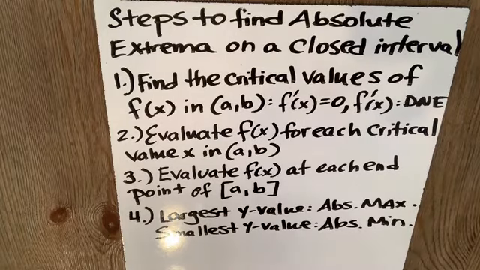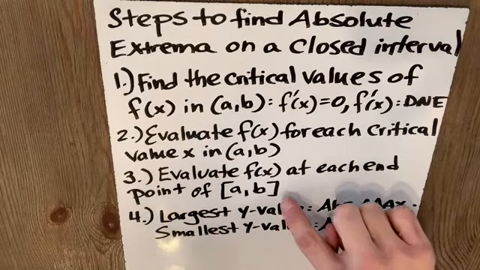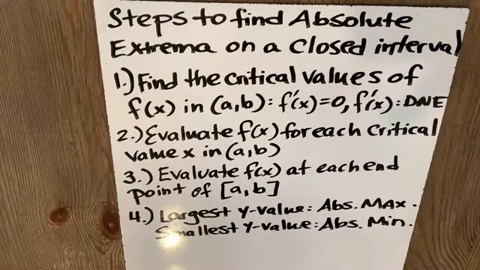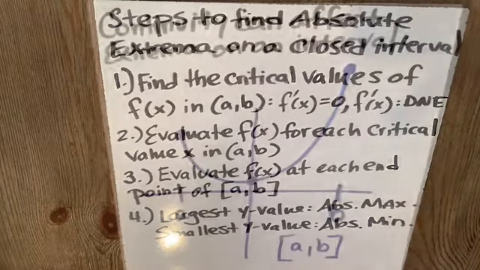Set the derivative equal to 0, find where the derivative does not exist. Once you get those x values, plug them in and find the y values. You go back to your original function to find the y values, and then find the y values at the endpoints. Highest y value, that's your max. Lowest y value, that's your min. That's it. It's not that complicated.